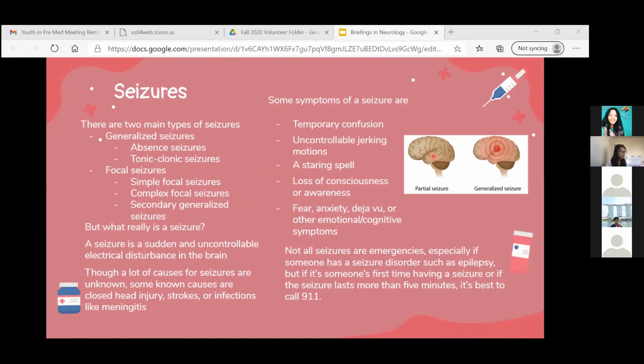Seizures, the thing everyone hears and thinks about someone in a movie jerking around when they look possessed, but it's a little different than that. Does anyone know how many types of seizures there are? Write in the chat how many types of seizures you think there are.